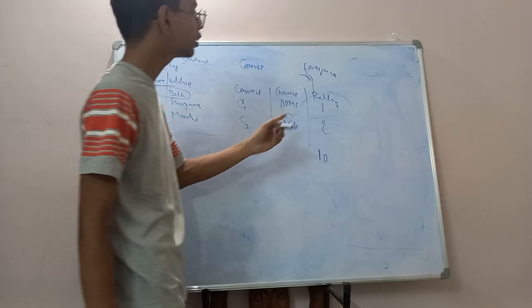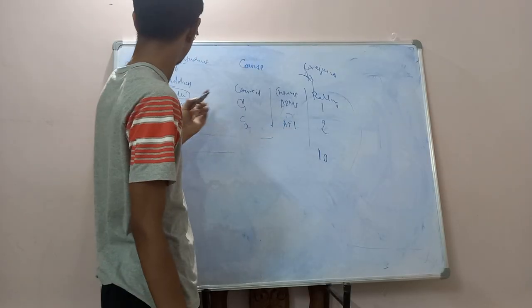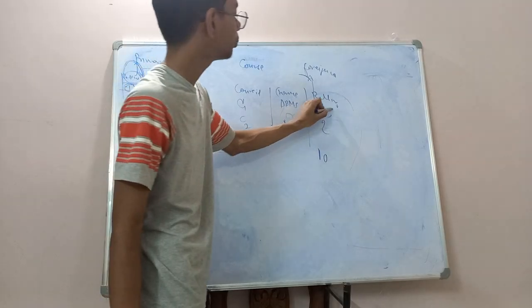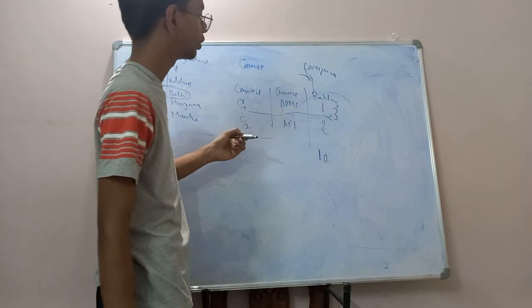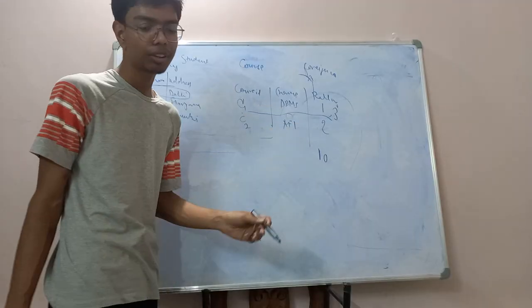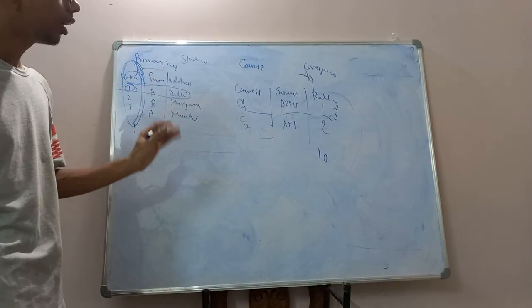But in a table, a foreign key can have multiple values. Yes, for example, a student having roll number 3 might also be enrolled in course 1. Right, it might also happen. So in a table, multiple foreign key values can be expected.